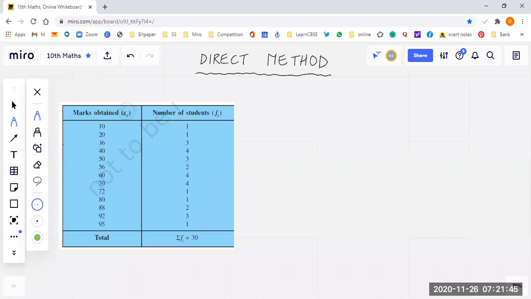Good morning, students. Today we are going to learn the direct method to find out the mean of n observations. So now we have this data. This is the marks obtained by the students of some particular class. Total number of students are 30.